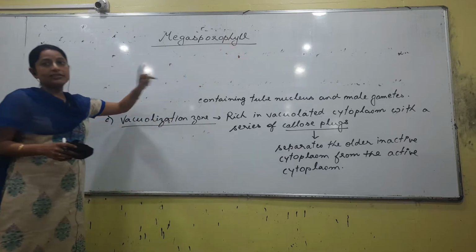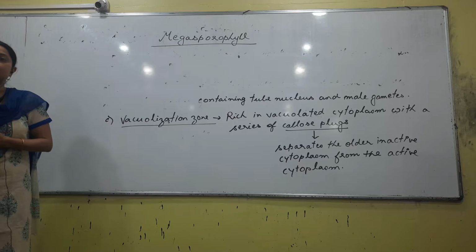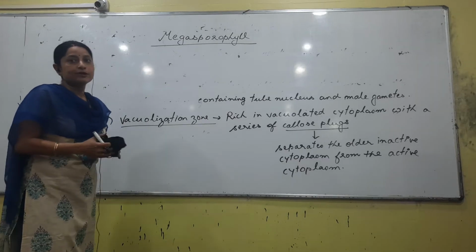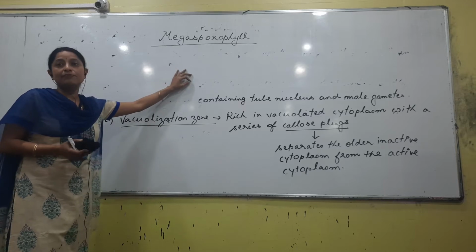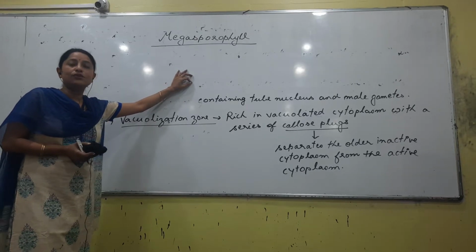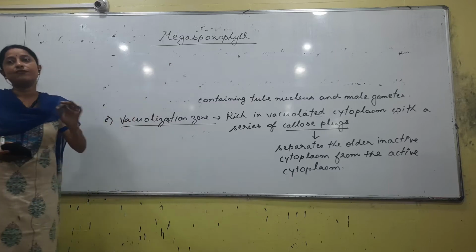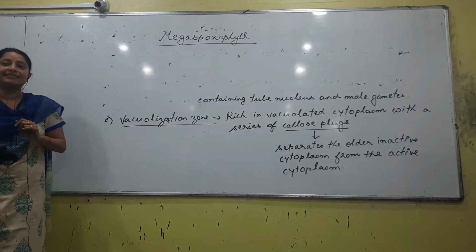So, megasporophyll is equivalent to dash in case of angiosperms. Megasporophyll is equivalent to carpel or pistil in case of angiosperms, because these are the words that we hear only in case of angiosperms. But if you are talking about words like microsporophyll, megasporophyll, we have used these words from pteridophytes itself, right?